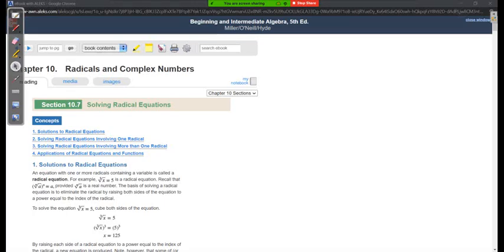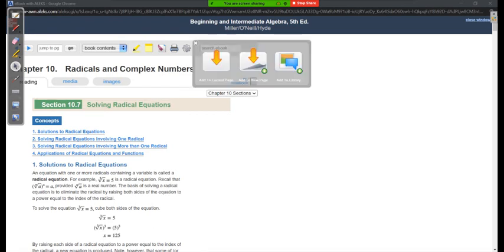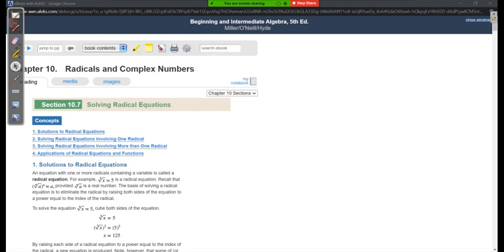Okay, so today we're talking about Chapter 10, Section 7, Solving Radical Equations. Everything that we have learned up to this point, we are going to be using to actually solve these equations.